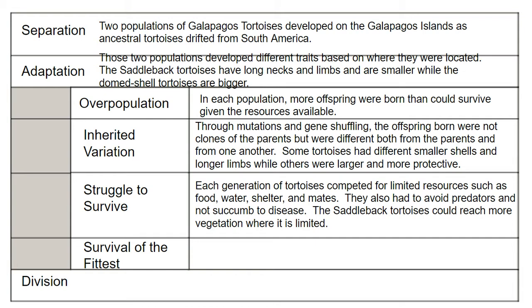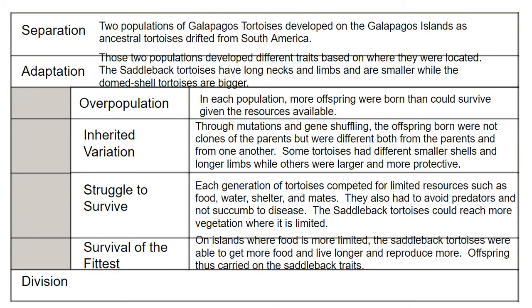In struggles to survive, they're going to compete for limited resources such as food, water, shelter, and mates. They also have to avoid predators and not succumb to disease. Saddleback tortoises could reach more vegetation where it's limited. Survival of the fittest. On islands where food is limited, the saddleback tortoises were able to get more food and live longer and reproduce more. Offspring thus carried on the saddleback traits that come from the genes.